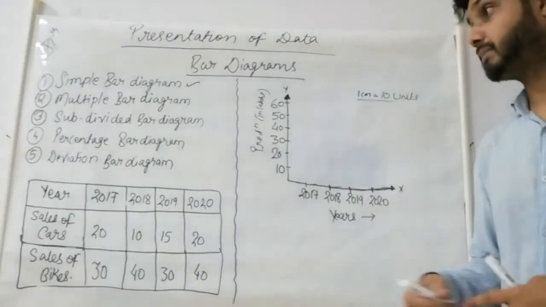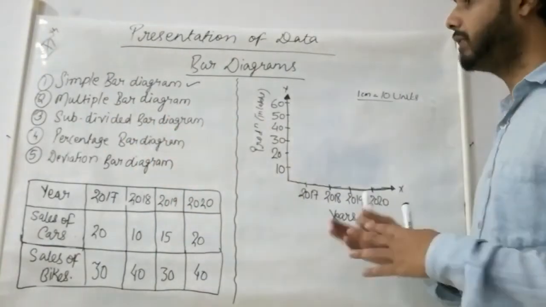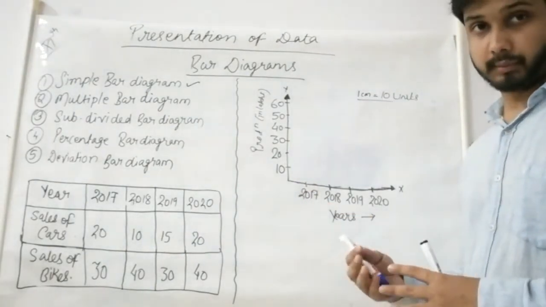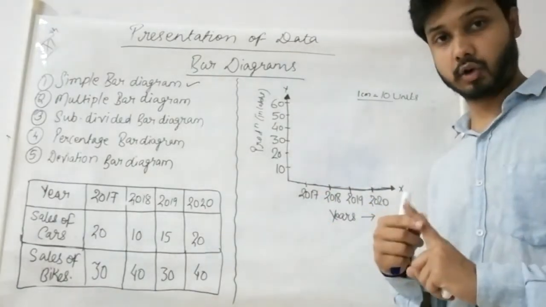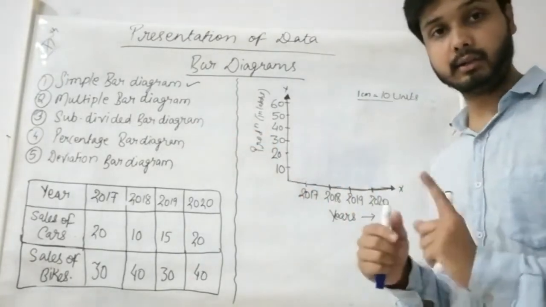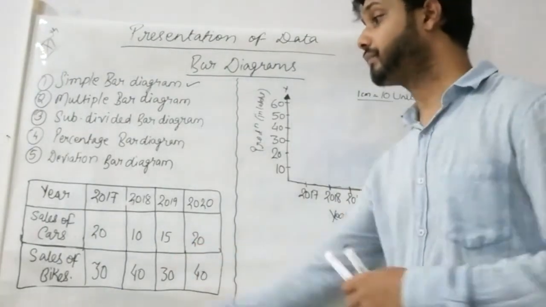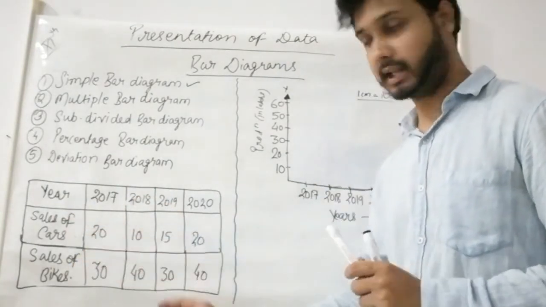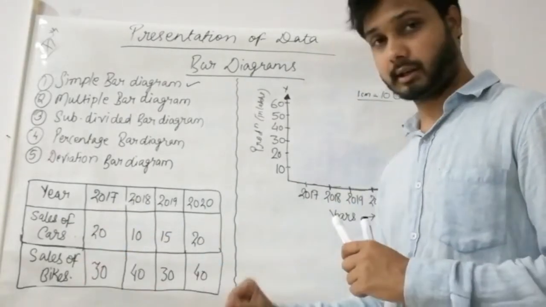Now we will see the next method, that is the subdivided bar diagram. So students, in a subdivided bar diagram, here also we will be provided with more than one piece of information, but here we will represent that information in a single bar only. We will not make multiple bars. For example, we have a question that in year 2017 the sales of car was 20, let it be of a company, and sales of bike is 30.